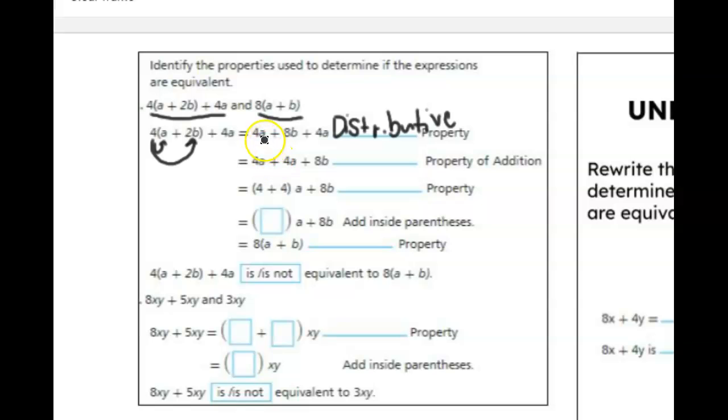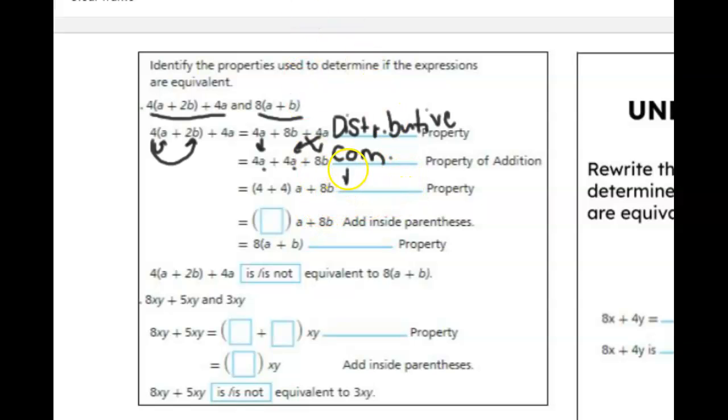Next, what they did, if you look at it, this is 4a, but then they switched these around, and that is the commutative property. Now I'll let you do an abbreviation of that because otherwise it's not going to fit on there. What happened next was we took the parentheses and we put those in there, but how they did it is they took the A out. So they took the A out and left the 4, so that's distributive again.